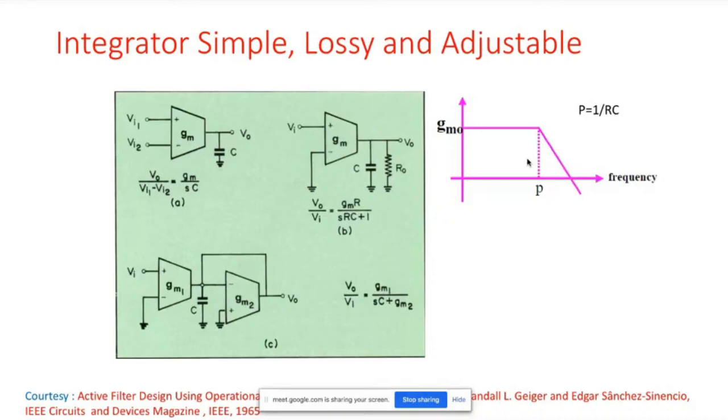So what we can see here is that the pole depends on R, 1 by RC. This R is external, whereas the resistance seen here is going to be infinite, so this will be the dominating factor. If I connect a very small C, normally on chip it is 1 to 10 picofarad, accordingly this R will be the deciding factor. So the R you connect will decide the pole location.